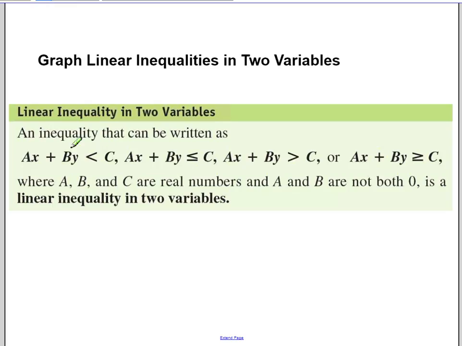An inequality can be written as ax plus by is less than c. Remember that a linear equation in standard form is ax plus by equals c. So we're looking at the inequalities, the ones that are not equal. And if it's not equal, it could either be less than or equal, or greater than or equal. And a, b, and c are real numbers. A and b cannot both equal 0. And we call this a linear inequality in two variables.